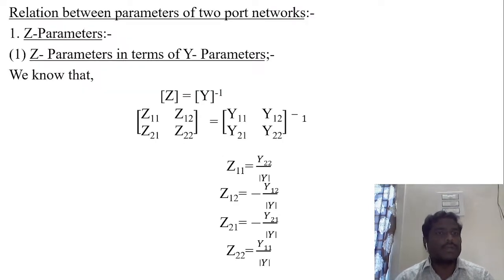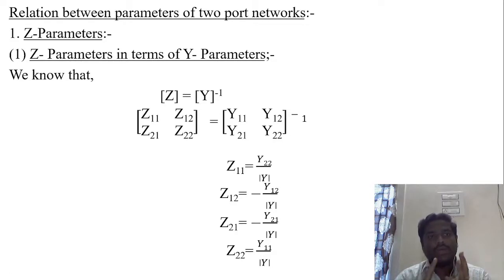So now we are discussing the relationship between the parameters of two-port network. So, interrelations between the parameters of two-port network. Basically we have four types of parameters: Z parameters, Y parameters, ABCD parameters and hybrid parameters. How are the Z parameters interrelated with the Y parameters, ABCD parameters and hybrid parameters?